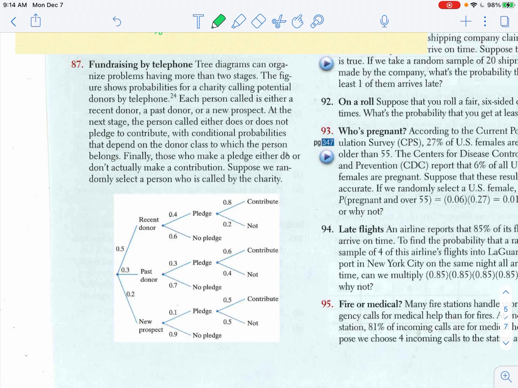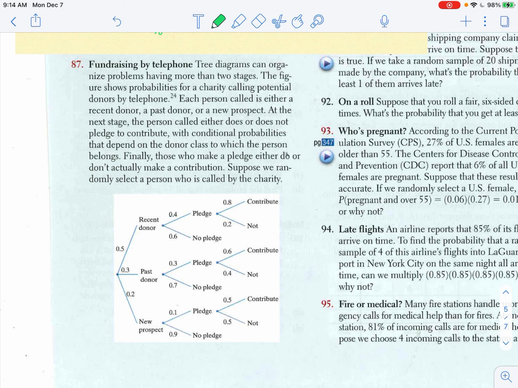Number 87 is nice just because it already gives us the tree diagram, but it's showing probabilities for a charity calling potential donors by telephone. Each person called is either a recent donor, past donor, or a new person. At the next stage, they either do or do not pledge, with conditional probabilities that depend on the donor class to which the person belongs.